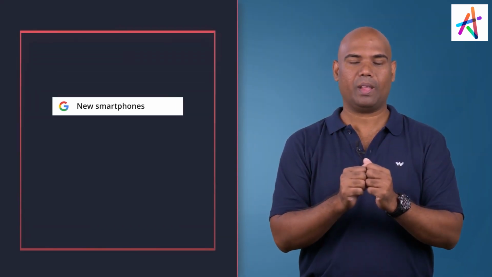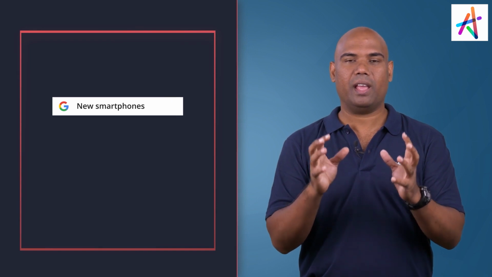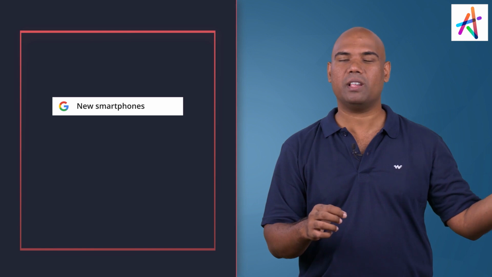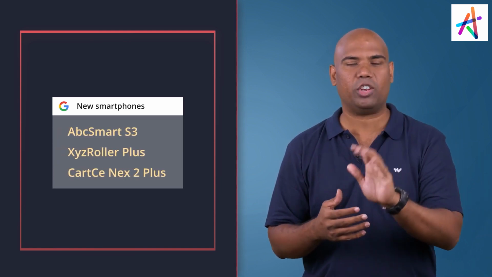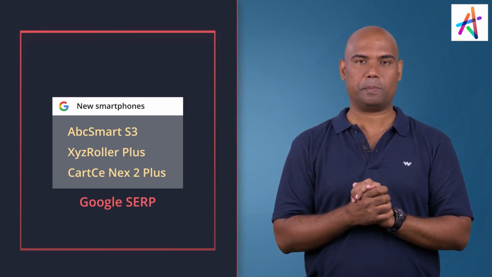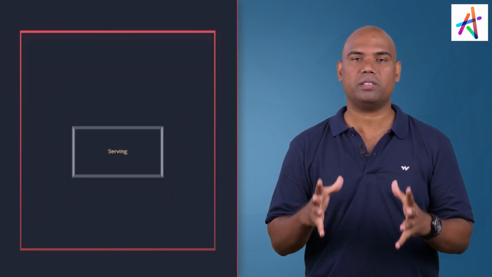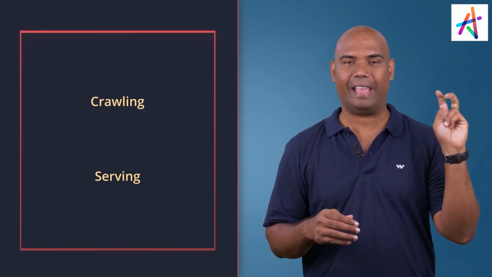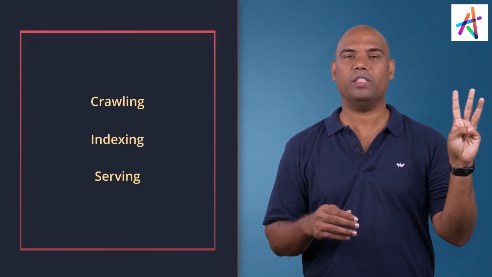When you go to Google and search something, what it actually does is respond to your query, which is nothing but going to its index, pulling up the most relevant information and displaying it to you on Google search engine results page. Now that part is called serving. Three functions, very simple: crawl, index, and serve. Those are the functions of a search engine.